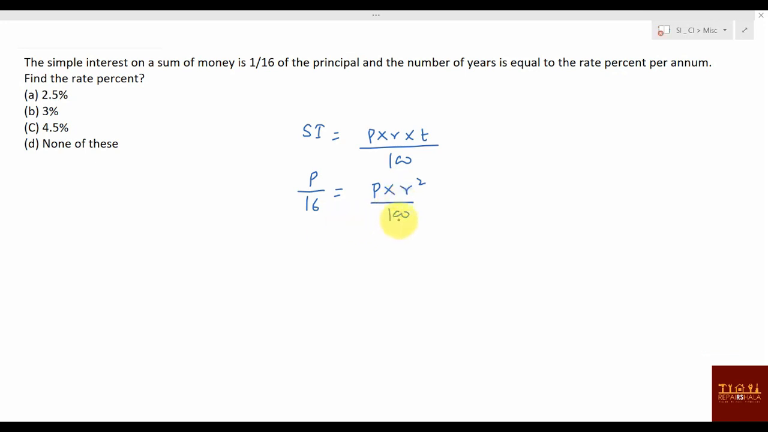So your R square value will be 100 by 16, or you can say R will be 10 by 4, that is 2.5%, and this is the R value, right? Clear? You can check the next question.